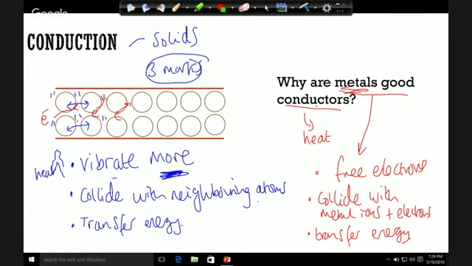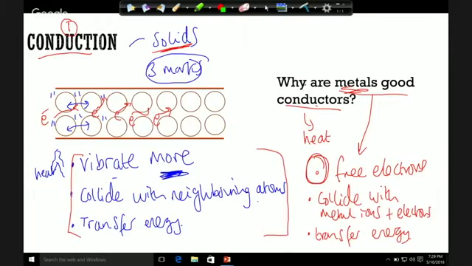So if you can imagine, as well as these metal atoms starting to vibrate more and passing the energy, also these free electrons are allowed to move through the metal and transfer that energy. So really common idea in the paper as to why metals are particularly good conductors. So this is the first heat transfer method that we're going to talk about. You need to remember that it occurs in solids, and you need to remember these key words to be able to describe it.